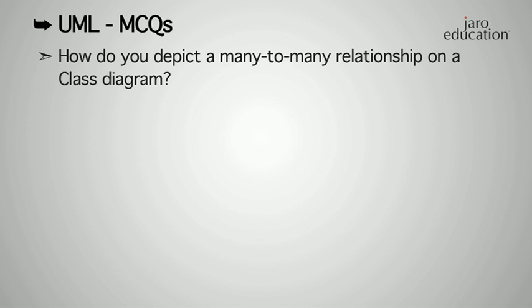Question 14, how do you depict a many-to-many relationship on a class diagram? So if you have a class diagram and you want to depict a many-to-many association, which notation would you use? 1 to star, star to 1, star to star, or n to m? Star represents many, so it is obviously answer C. Answer is C, star hyphen star. That is many to many.